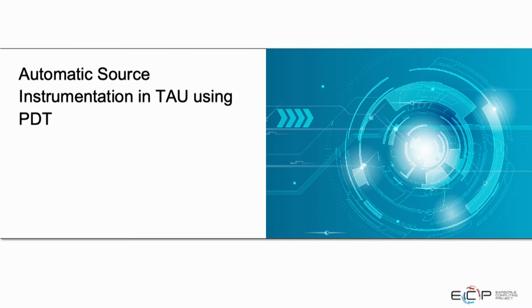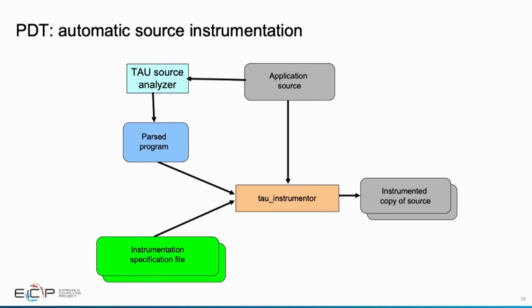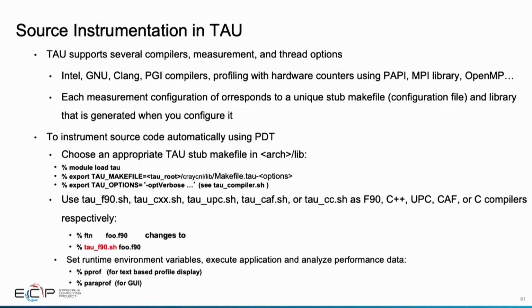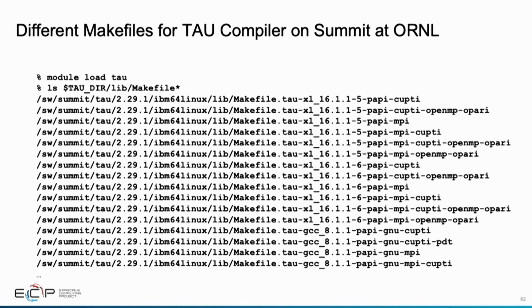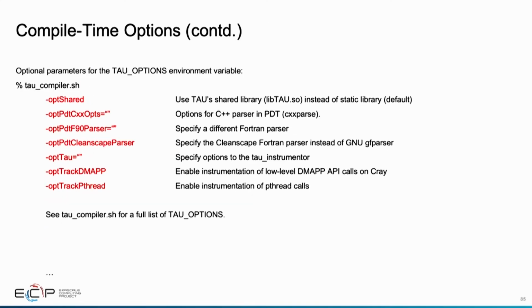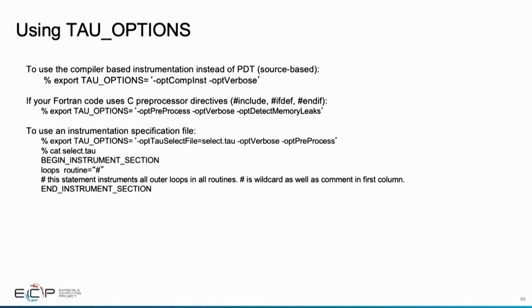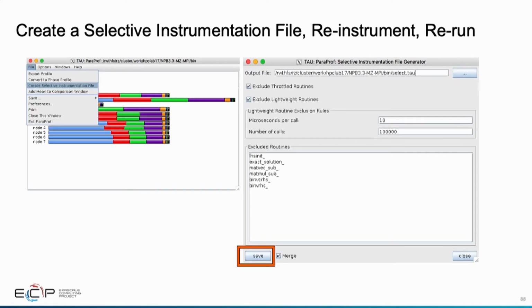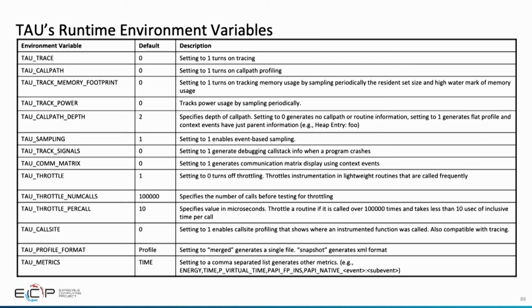And I'll not go and spend time with PDT. It's a static analysis toolkit that allows you to source instrument your code. But with source instrumentation, you must use the TAU compiler scripts. And you can pick the makefile like that and then set the variables. You can even set compile time variables like this, like TAU_OPTIONS, and specify selective instrumentation or filter files which say instrument this, don't instrument that. And then you can even re-instrument your code based on throttled functions and reduce the overhead, make it more compact.